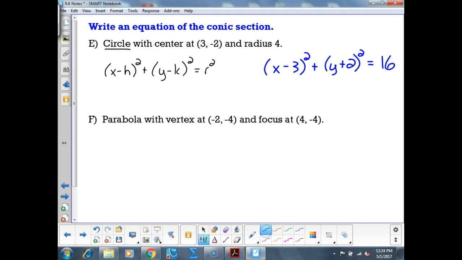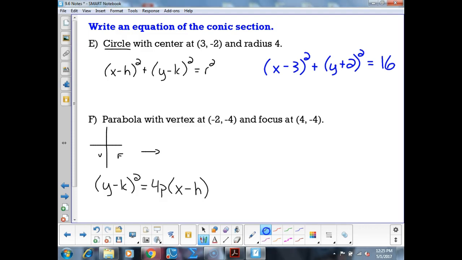Parabola, there's 2 different kinds of parabolas. This one has a vertex at -2, -4, and a focus at 4, -4. So that tells me that it opens to the right. Agree? And that's a y squared type of one. So that's going to be y minus k quantity squared equals 4p times x minus h. Yes?